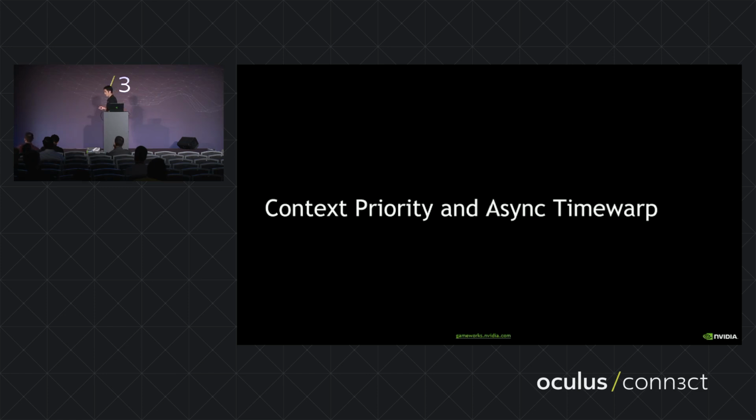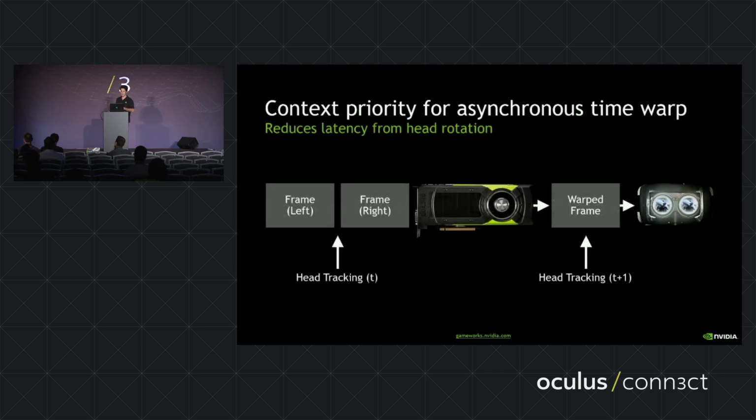So the first thing I'm going to quickly talk about here is context priority, which, like I said on the previous slide, is not an end user or application developer visible feature, but it is very important to the latency result that the user sees. It's something that we've improved a great deal in recent generations of our GPUs and in recent versions of VRWorks. So I'm just going to talk a little bit about what the problem is there and what we've done to improve it.